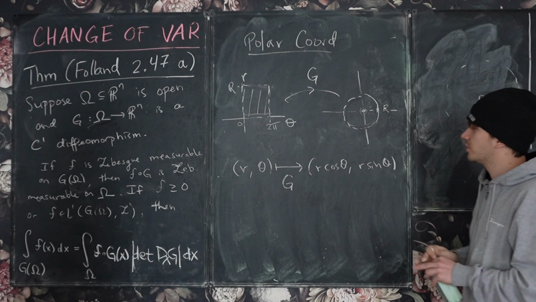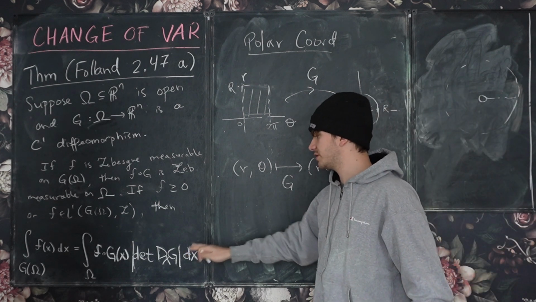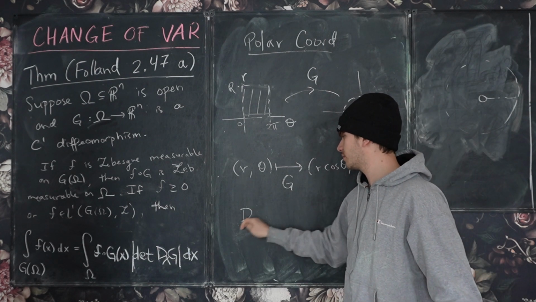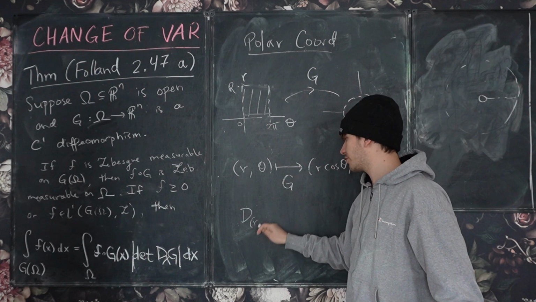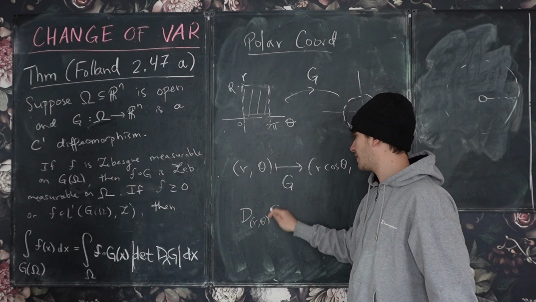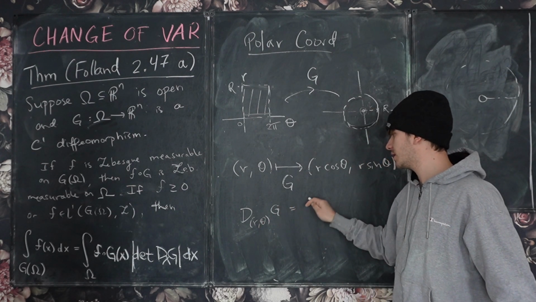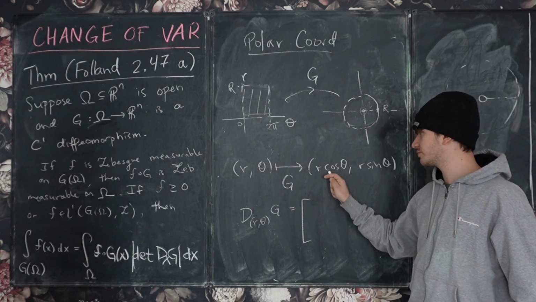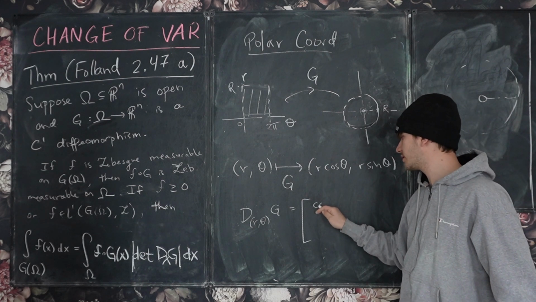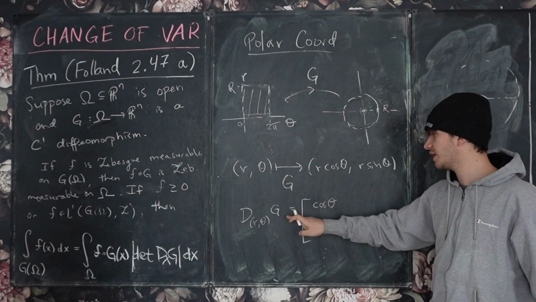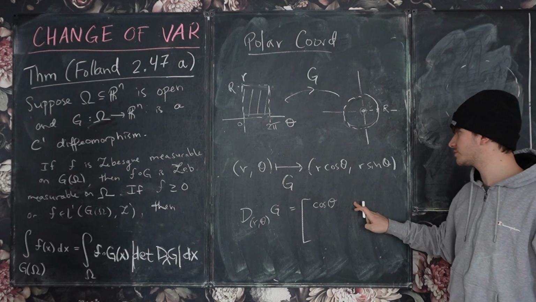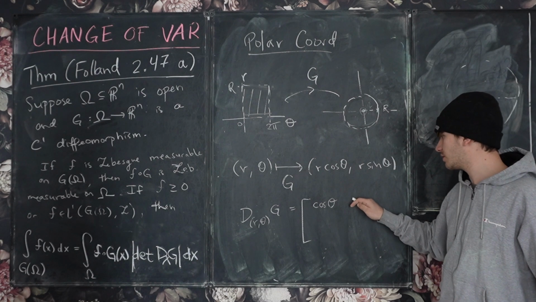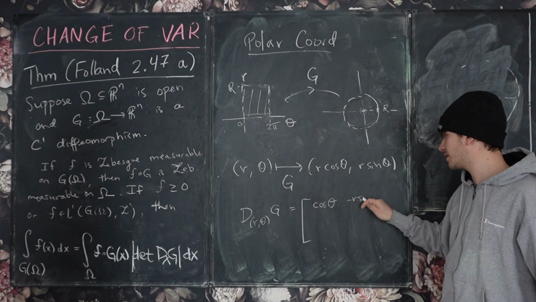Now, what would be the determinant of this transformation, of the Jacobian? If we look at the Jacobian, d r theta, we fix a point, and this is going to be the matrix. Well, let's take the derivative of the first component with respect to the first variable, so cosine theta, and then the derivative of the first component with respect to the second variable, so negative r sine theta.